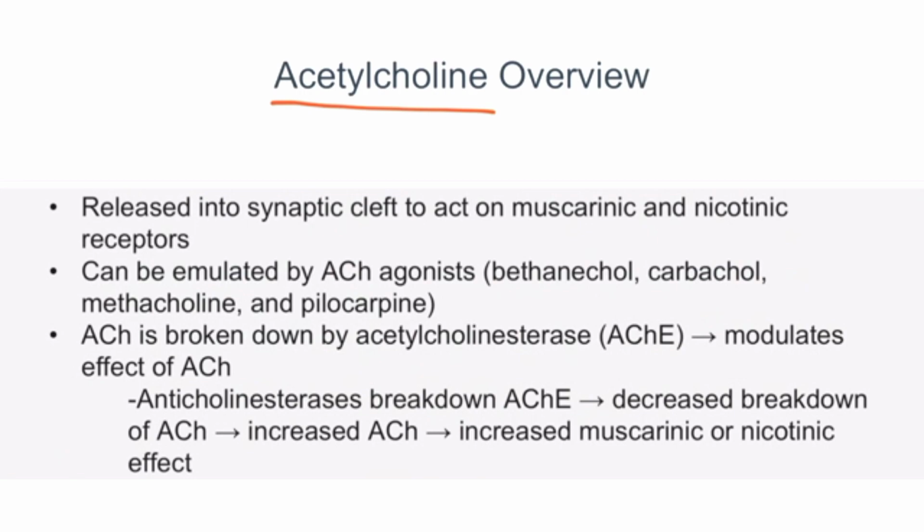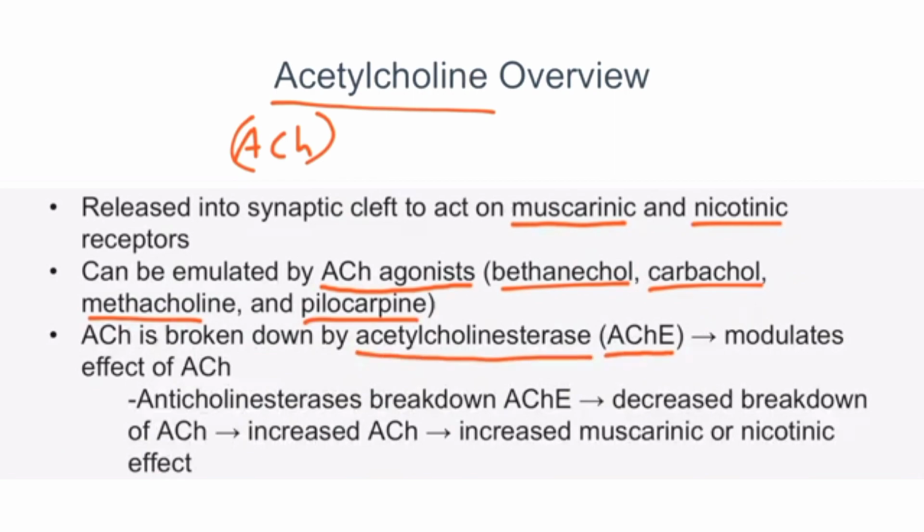Now acetylcholine, or ACh, is released into the synaptic cleft to act on muscarinic and nicotinic receptors. And these can be emulated by acetylcholine agonists such as bethanechol, carbachol, methacholine, and pilocarpine, meaning that these four agonists can act like acetylcholine.